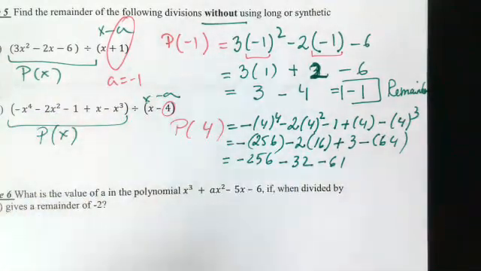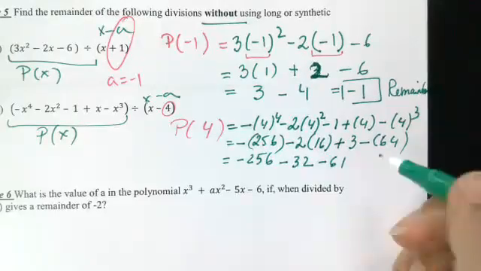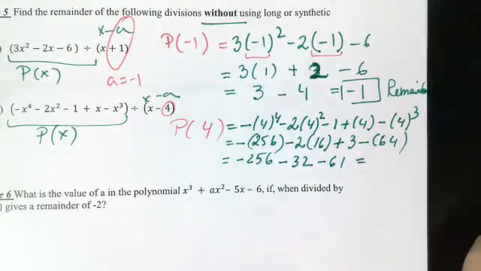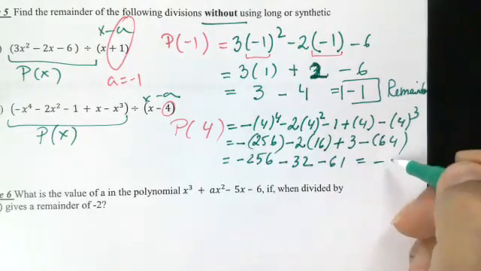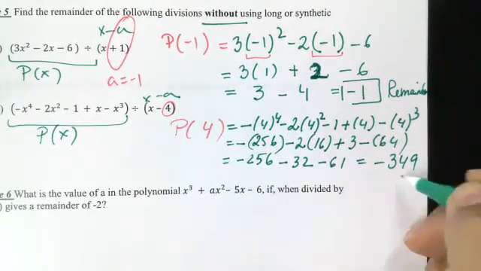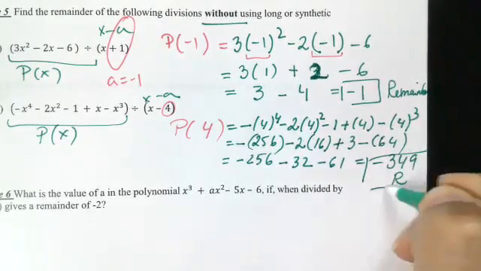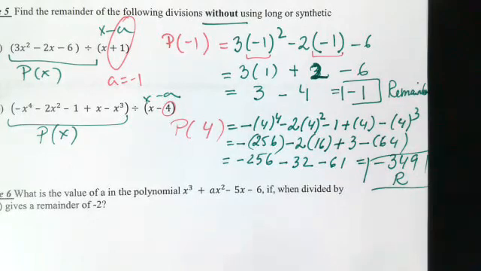So basically just add all of those ones and just don't forget to put the negative in front at the end, right? So what are we gonna get? -349 is the remainder. So you're getting the remainder with this theorem without doing the actual division. Okay?